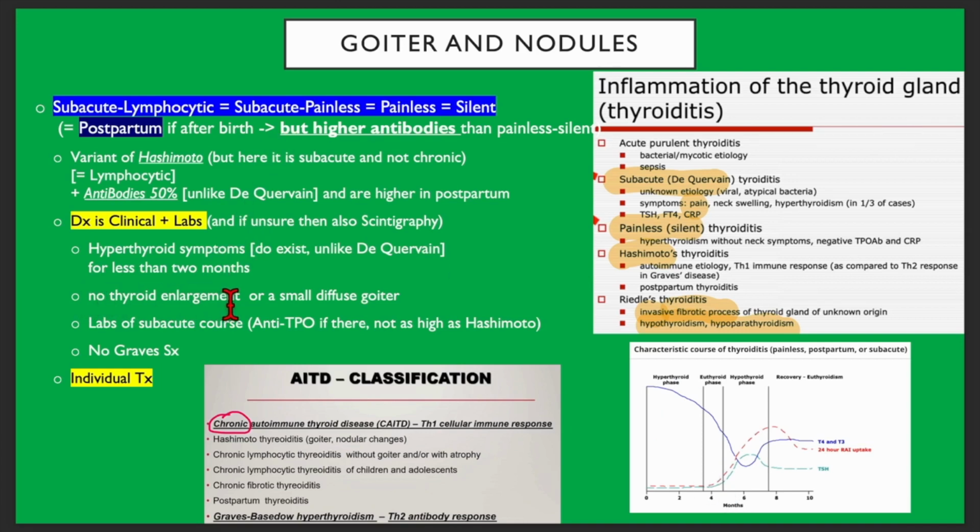There is no thyroid enlargement or only a very small diffuse goiter. And we use the labs of the subacute course, so the laboratory findings are the same. You can do the antibodies we said, but they are not as high as in Hashimoto, and you should not see any grave symptoms. And the treatment is individual. Okay, so it depends on the patient how you will treat them. Hashimoto is chronic, and here is the subacute version. So that's why they call it a variant. It's not Hashimoto because Hashimoto is chronic. This one is just subacute and transient.